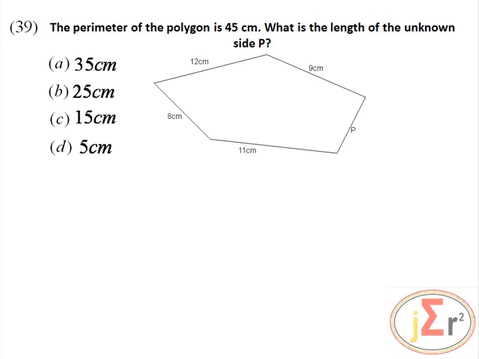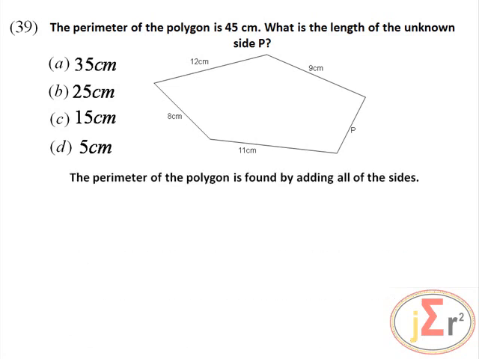So let us add the sides to determine the perimeter. The perimeter of a polygon is found by adding all of the sides. So what are the sides? P here that we don't know. Then we have 8 over here. Then we have 12. Then we have 11. And then we have 9. So we're going to add 8 plus 12 plus 11 plus 9.